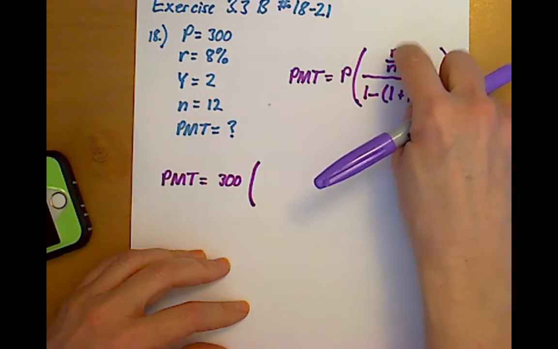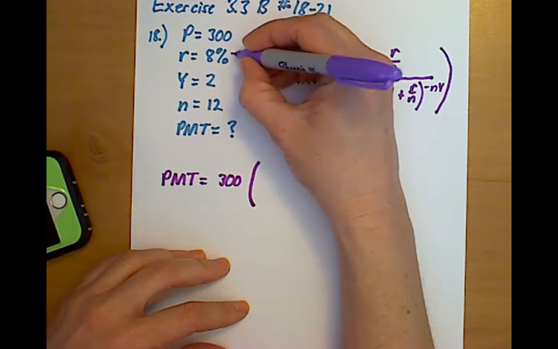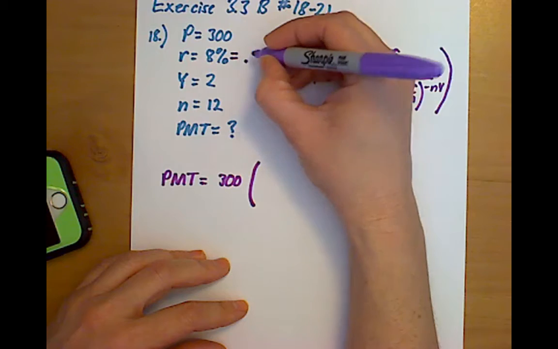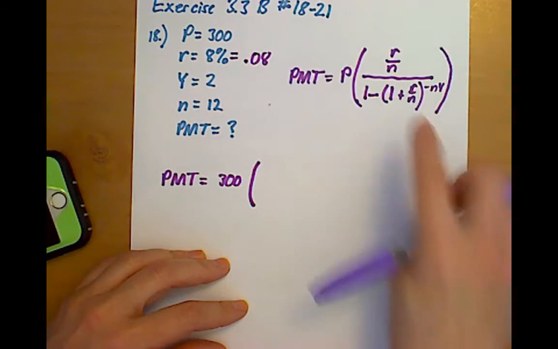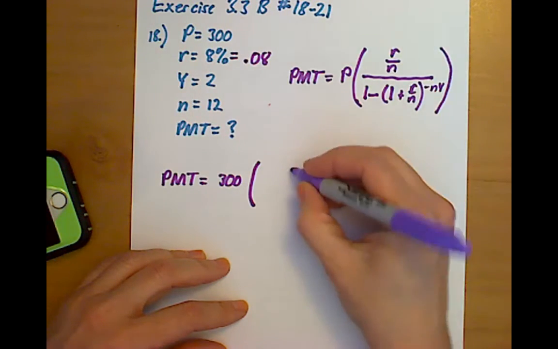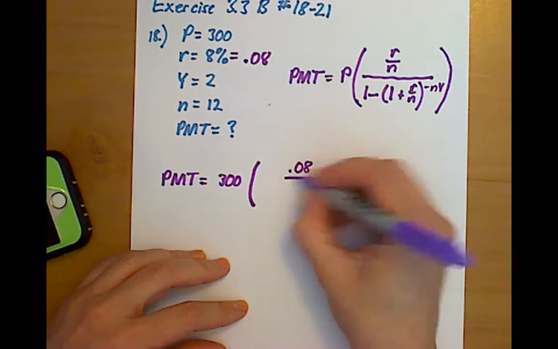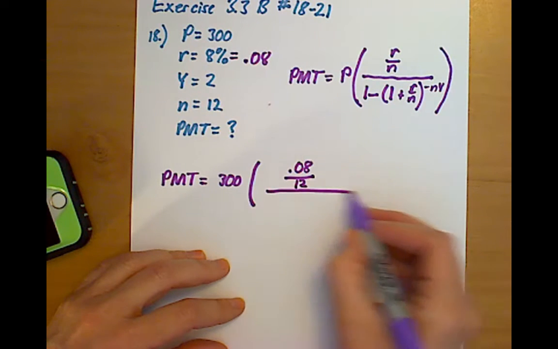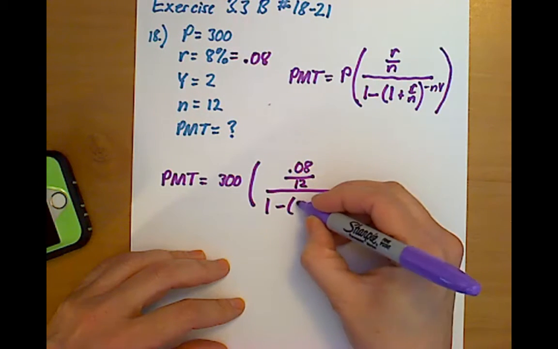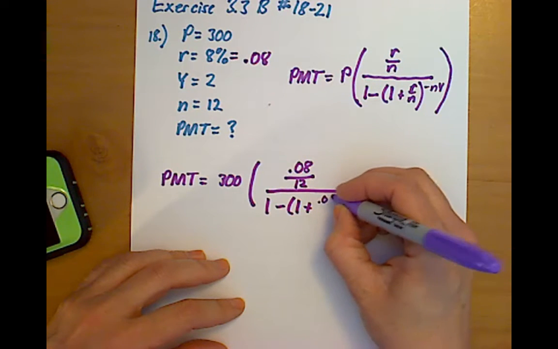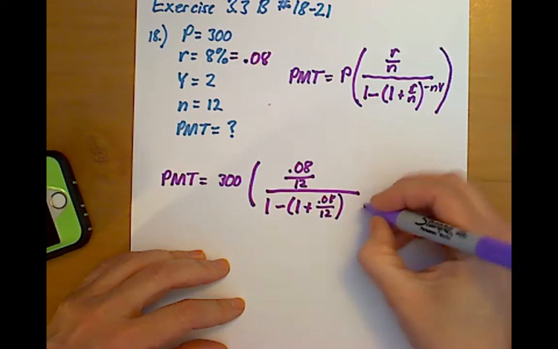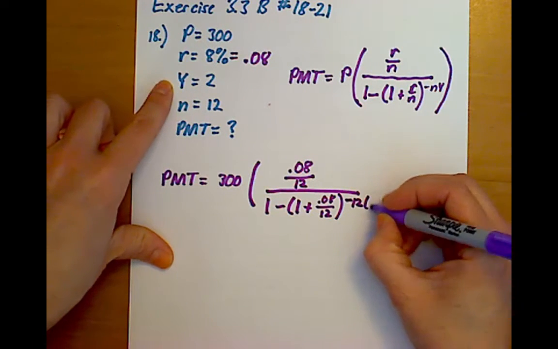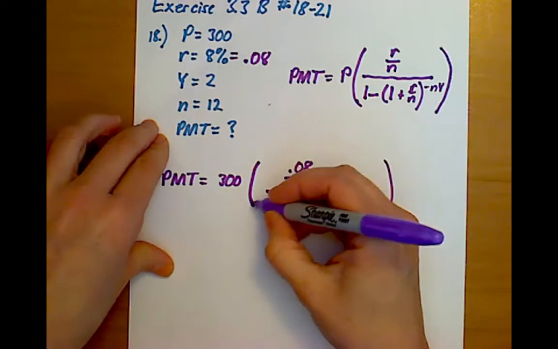times our rate here, which is 8%. When we write that into the formula, we want to change it into a decimal. 8% as a decimal is written as 0.08, so we make sure when we put it in here, it's 0.08 divided by 12. And then all of that over 1 minus 1 plus 0.08 over 12, raised to negative 12 times 2.